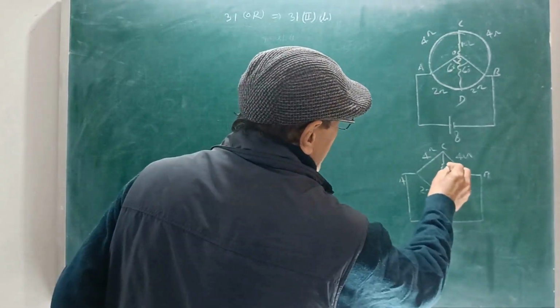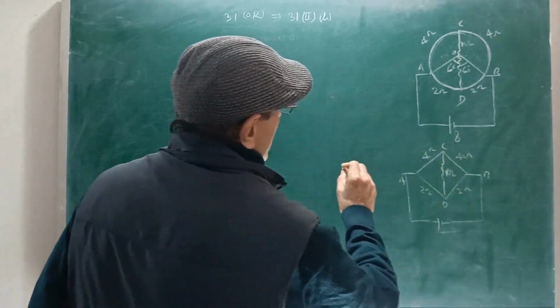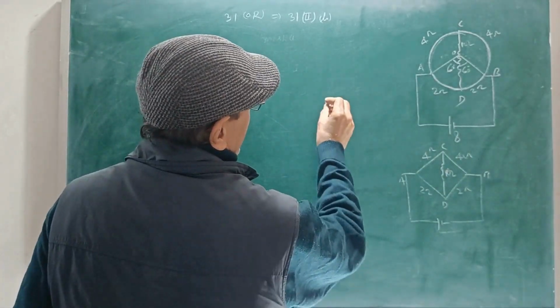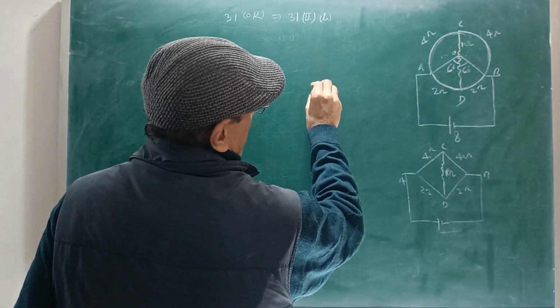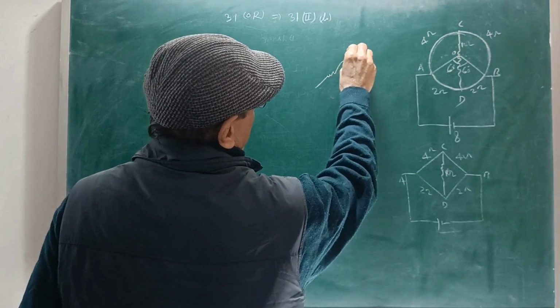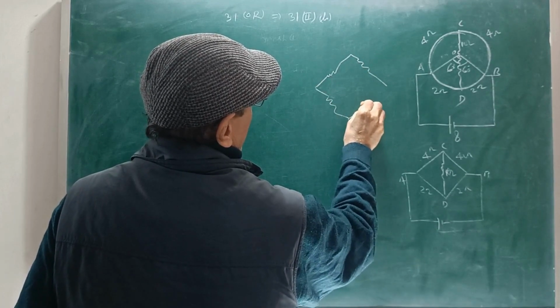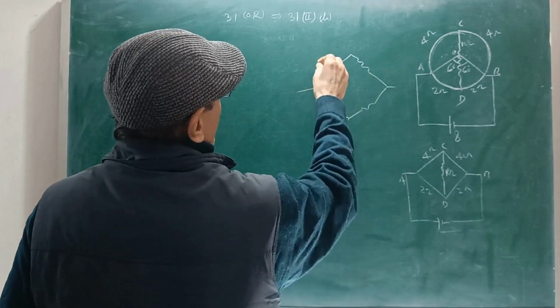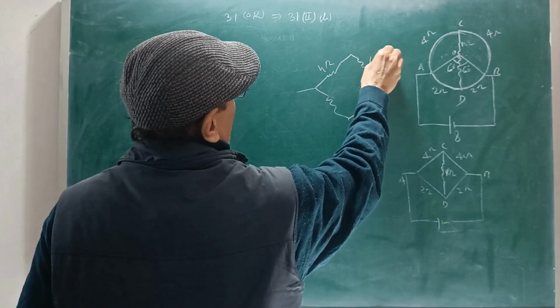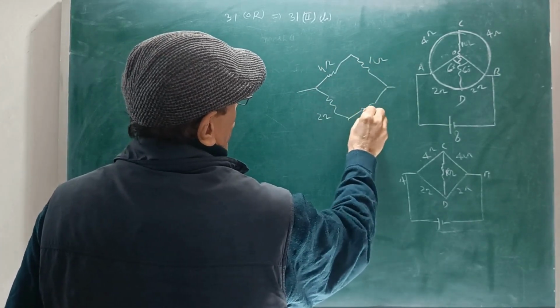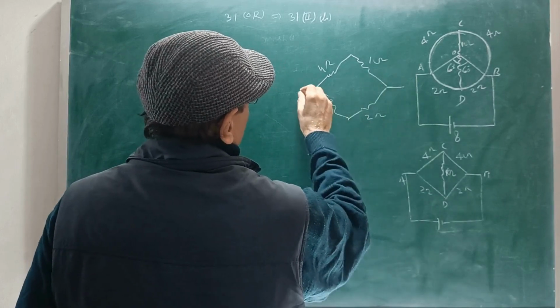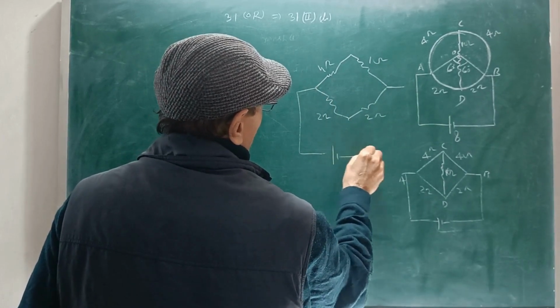So we can neglect this resistance 10 ohm, and now the exact circuit will become like this. So this will be 4 ohm. This will be 4 ohm, this will be 2 ohm, this will be 2 ohm, and here it is 8 volt.